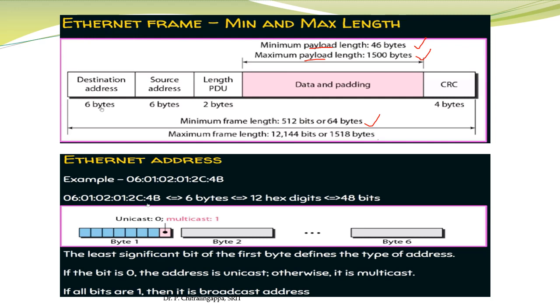We are using the CRC. This portion we call the header, this portion we call the trailer, and this portion we call the payload. These are the three portions in the frame. Each and every frame contains a header portion, a trailer portion and a payload portion.